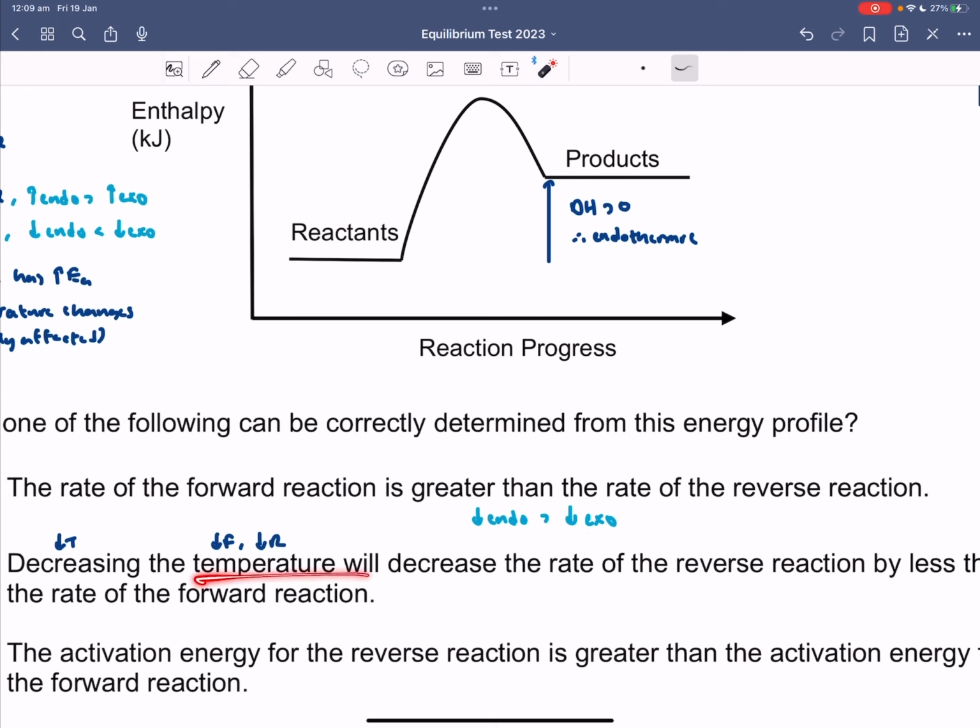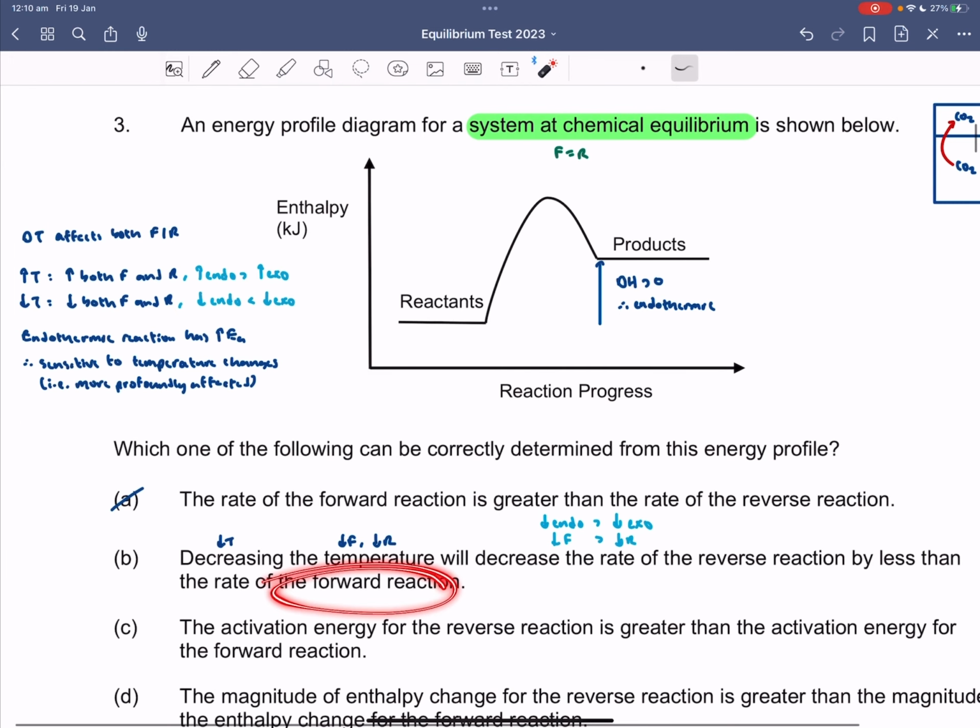Yes, decreasing the temperature will decrease the forward and the reverse. Yes, the endo will drop more than the exo because it's always more profoundly affected. The endo is the forward reaction. So what I'm trying to say is the forward reaction drops by more than the reverse. All right, what does this question say? Decreasing the temperature will decrease the rate of the reverse reaction by less than the forward reaction. That's exactly what this says. The decrease in the reverse is less than the decrease in the forward. So therefore, B is the answer. Okay.